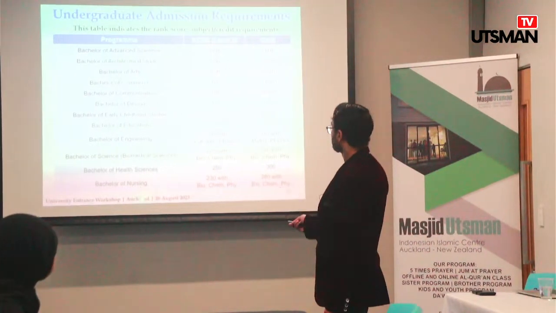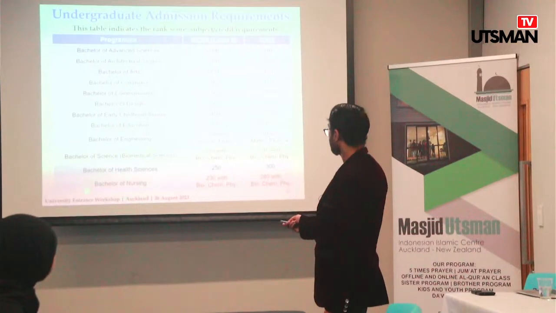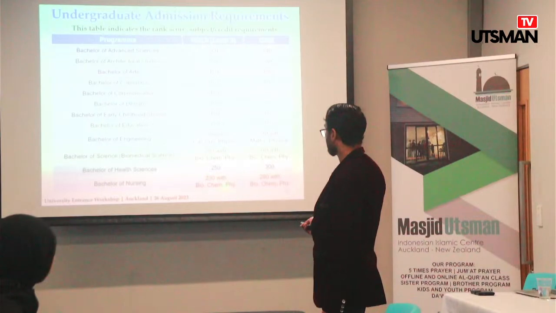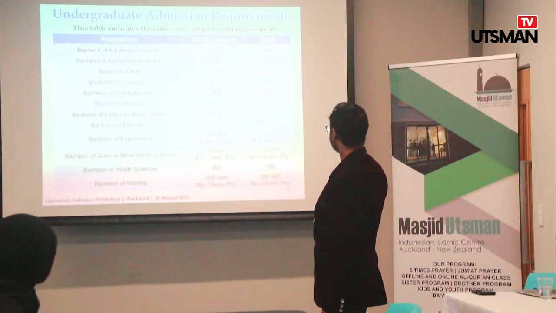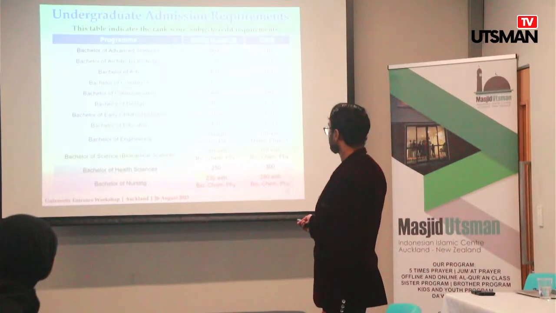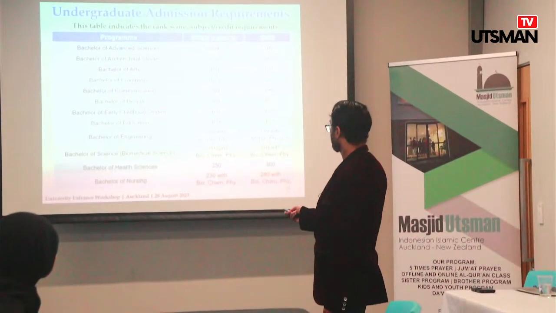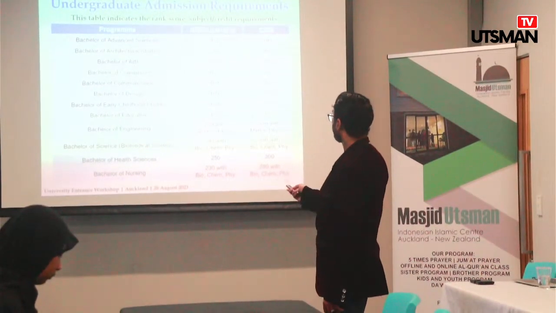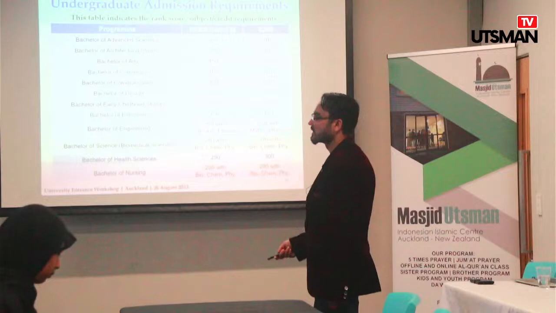Some examples are given. Famous programs you see: Bachelor of Nursing 230 with these 3 subjects, and 280 with these 3. Then Bachelor of Health Science 250, 300, Engineering 260 with Calculus and Physics, 310 with Maths and Physics, and so on. You can just go on the university website.